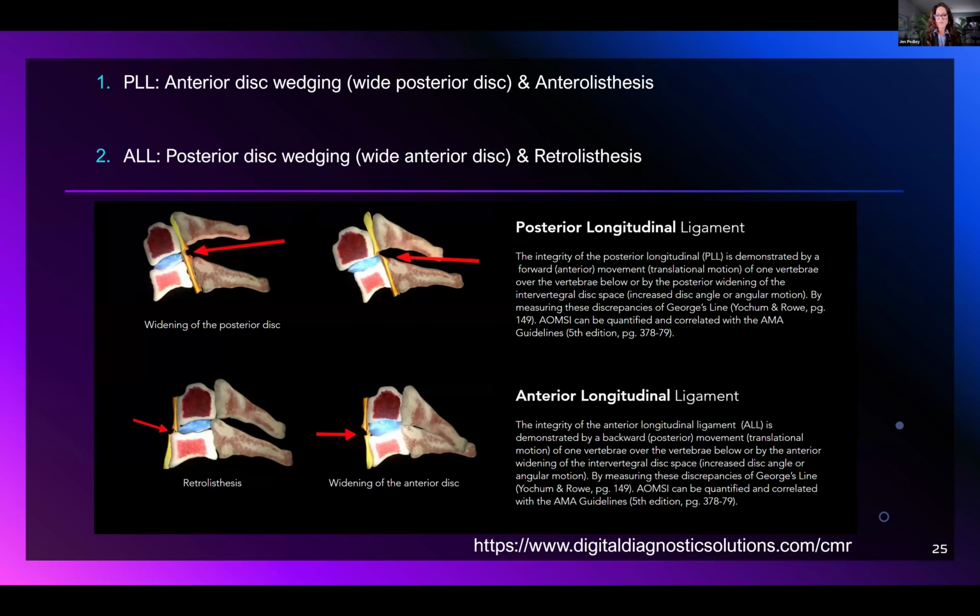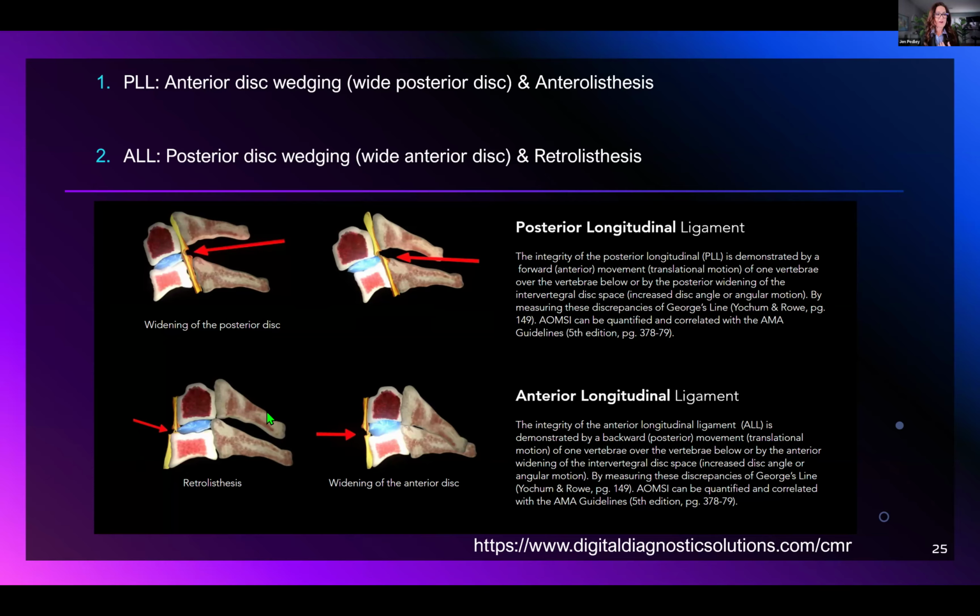I found this diagram and I have listed my reference here as well, but this was a great diagram just illustrating widening of the posterior aspect, the top picture of the widening of the posterior of the disc. So that is considered anterior disc wedging. Again, you're putting more stress, and even with that, you might have anterolisthesis at the same time. Increased stress on the posterior longitudinal ligament.